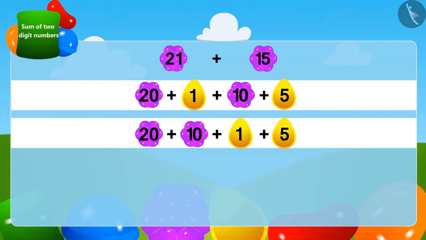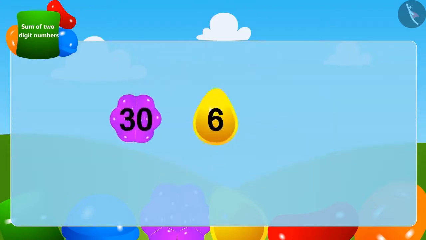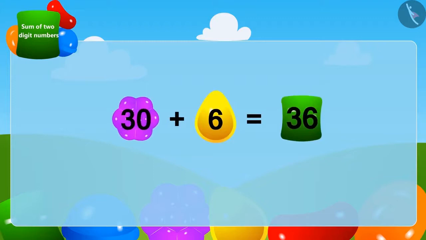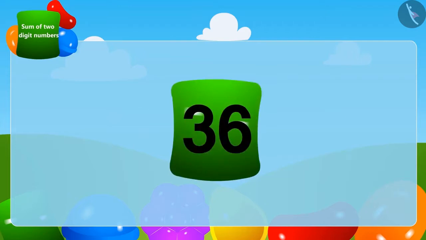Now, we will add the two-digit numbers. Add 10 to 20 and it becomes 30. And now, we add 5 to 1. We have 6. Finally, by adding 6 to 30, we get 36. Oh yes, the crow has collected a total of 36 stones.